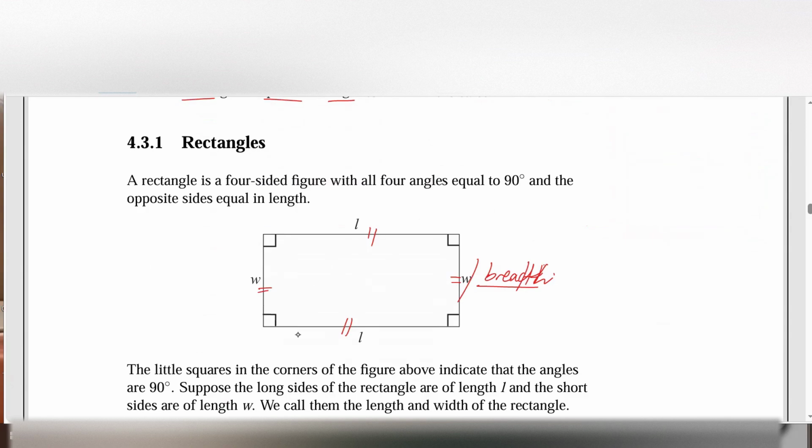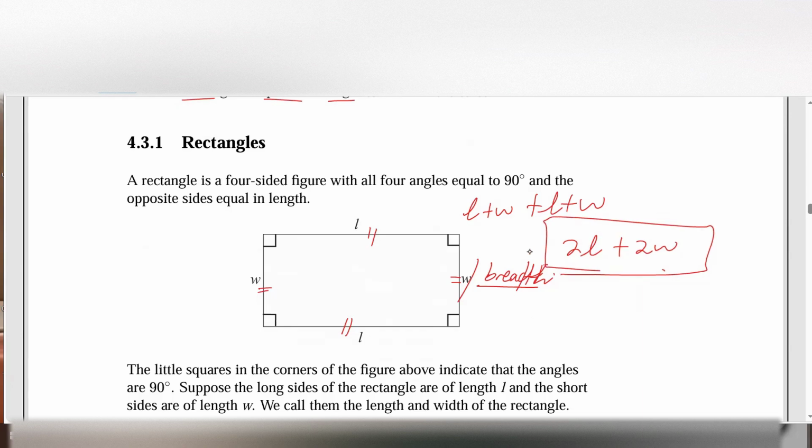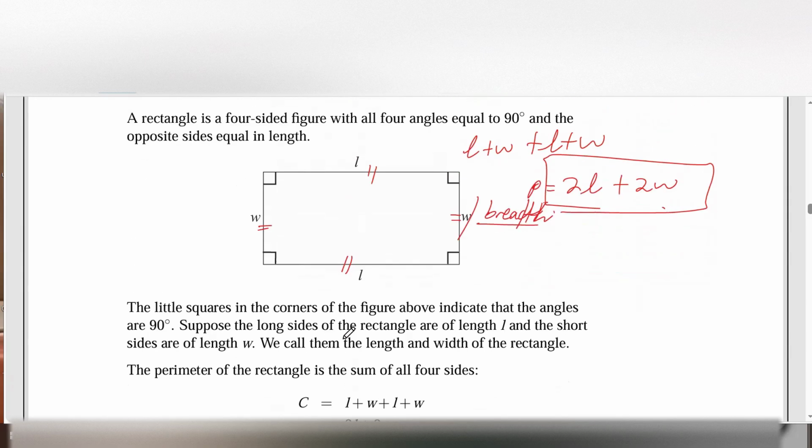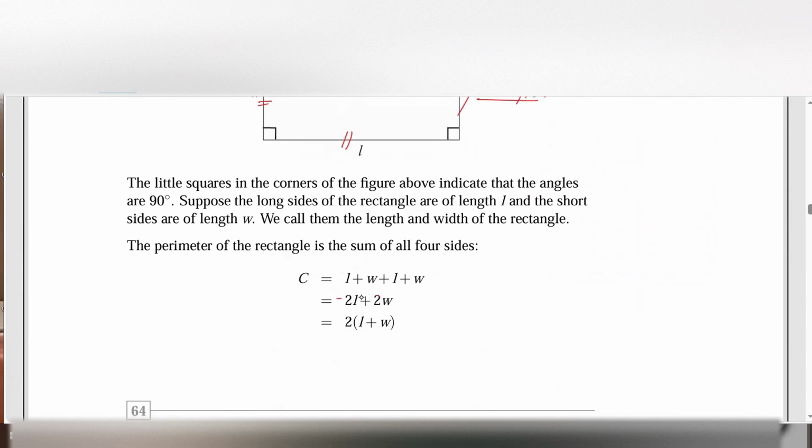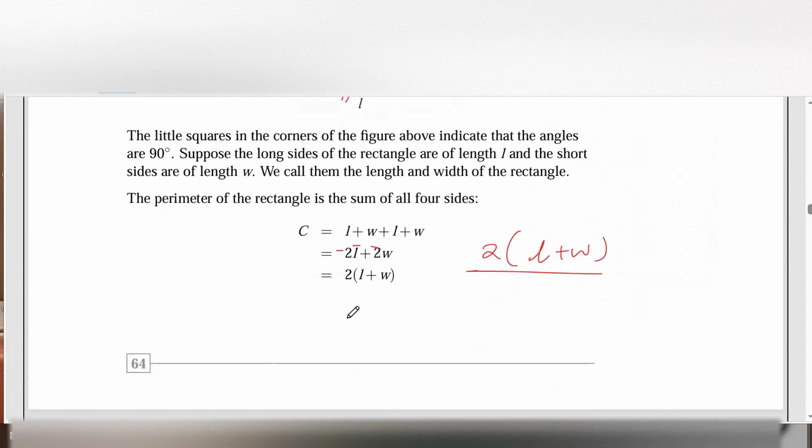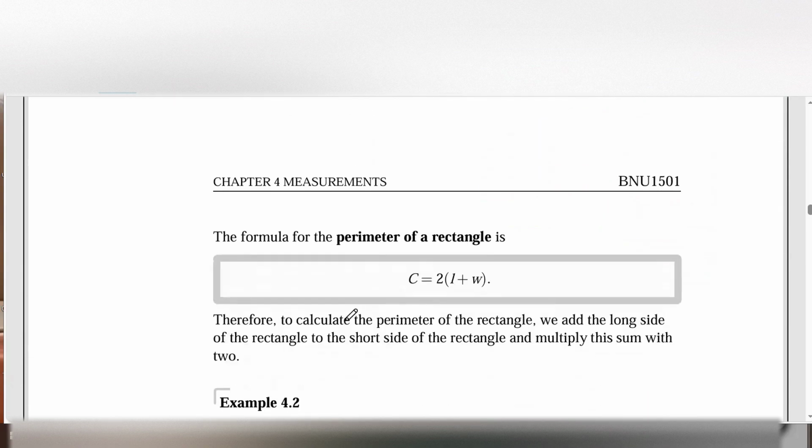So don't be confused. Now, if we want the perimeter, we add up everything. So L plus W plus L plus W, meaning that we have two L's and two W's. This formula is what we use to calculate the perimeter of a rectangle. In this case, they are even factorizing, taking out what is common, which is the 2. We're left with L plus W. So it's the same thing, whether it is in the factorized format or in the raw format, you still get the same answer. This is the formula that we are going to be using.